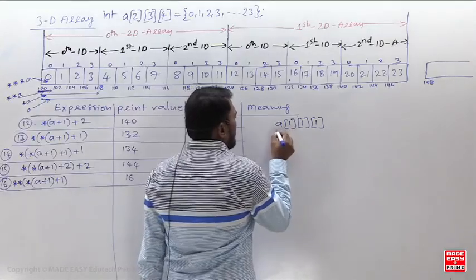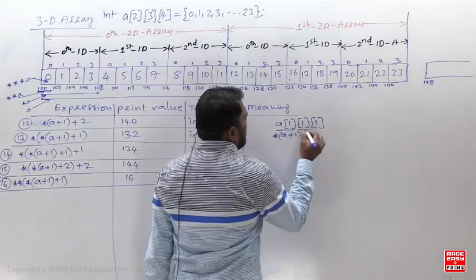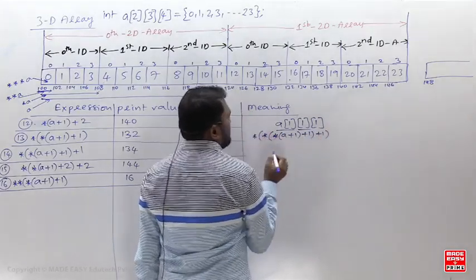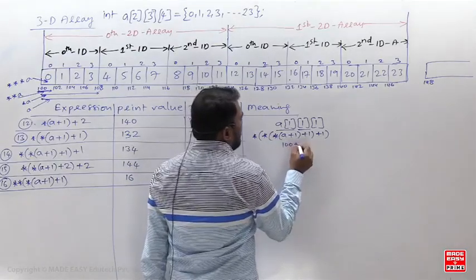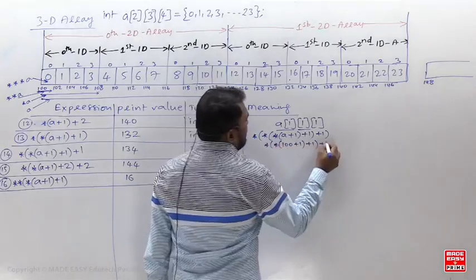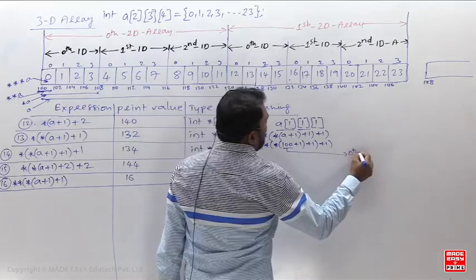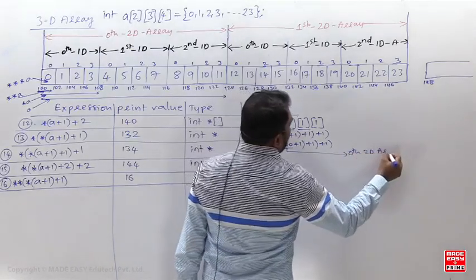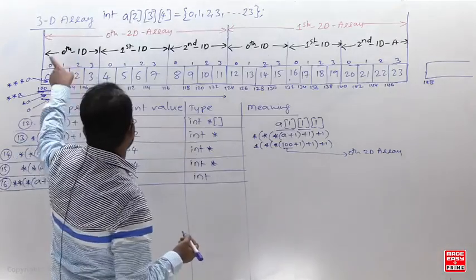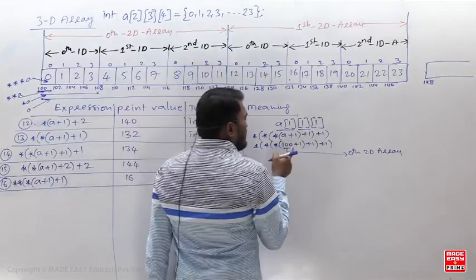Listen here. This will be evaluated like this: A plus 1 whole star, again plus 1 whole star, and again plus 1 whole star. A is pointing to 100, plus 1 whole star. Now this 100 is pointing to what? The 0th 2D array. An array name without subscript will contain the base address of the 0th 2D array. Now it is pointing to the 0th 2D array.